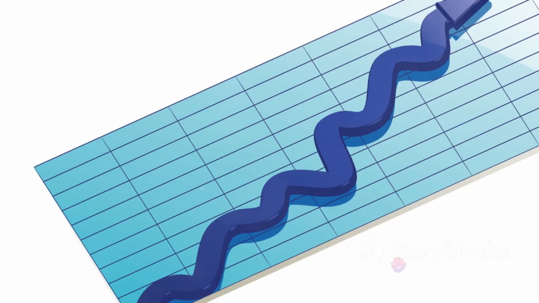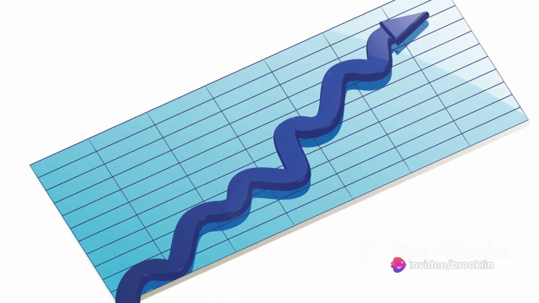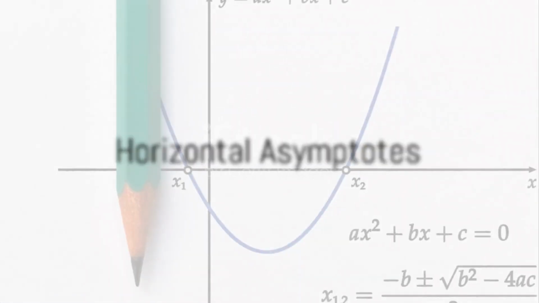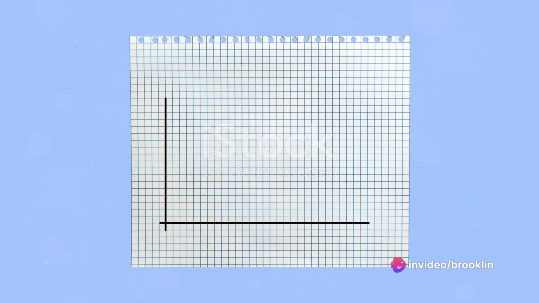There are three principal types of asymptotes: horizontal, vertical, and oblique. Each kind has its unique characteristics and ways of calculation. Starting with horizontal asymptotes, these occur when a curve approaches a line parallel to the x-axis. To find a horizontal asymptote, analyze the degree of the numerator and denominator of the function defining the curve.